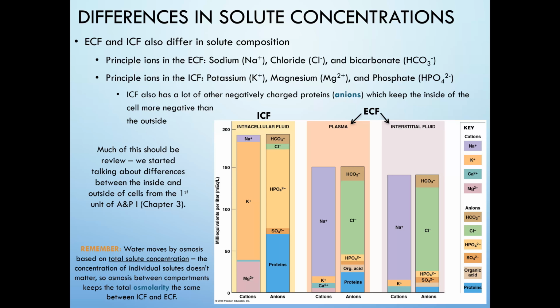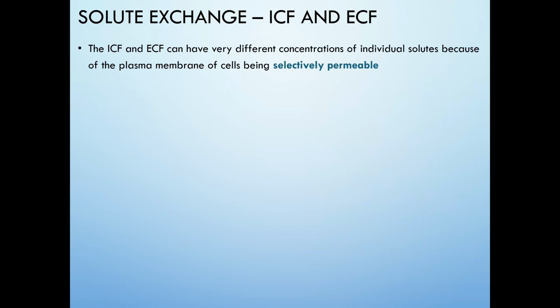So the ICF and the ECF can have very different concentrations of individual solutes like sodium and potassium because the plasma membrane of all of our cells is selectively permeable. So solutes can enter or leave cells only through specific membrane channels or protein carriers, and that allows the body to keep very different solute concentrations in the ICF versus the ECF.